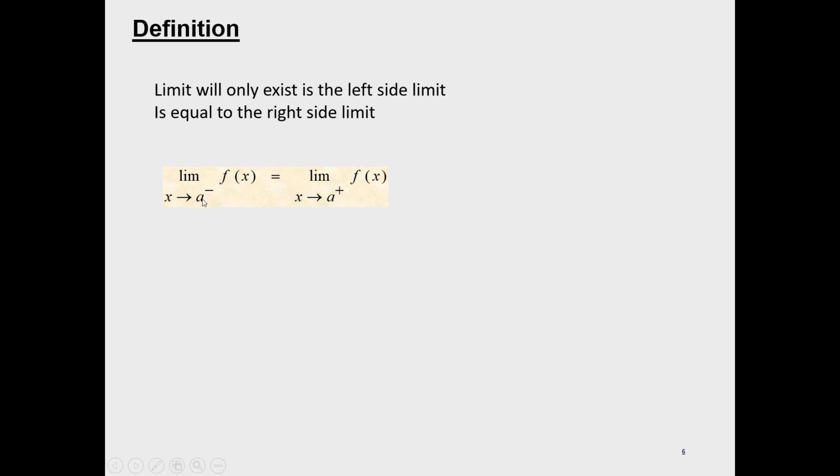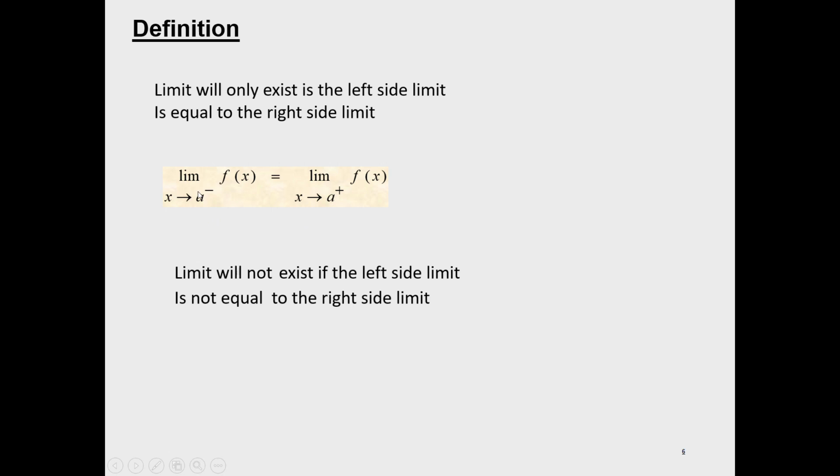When you look at the other example, x approaches a from the negative side, that means x approaches 3 from the left-hand side, just like we have done in the previous example. And here we wrote x approaches 3 from the positive side, that's using the previous example. So in general, this is how we write: the limit as x approaches a from the negative side, from the left-hand side, of f of x should be equal to the limit as x approaches a from the right-hand side, the positive side, of f of x. Then the limit will only exist, right?